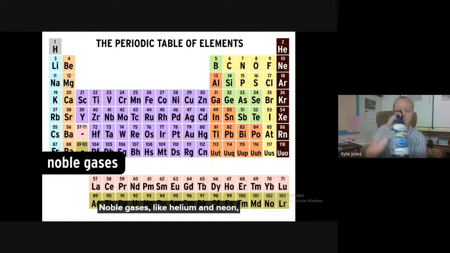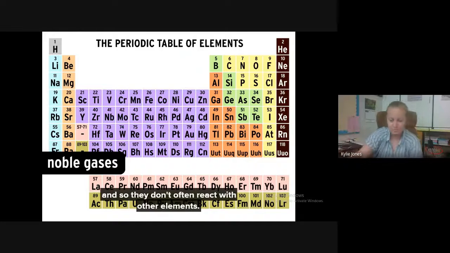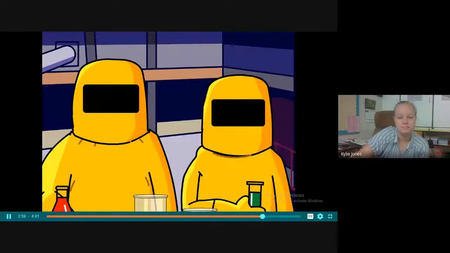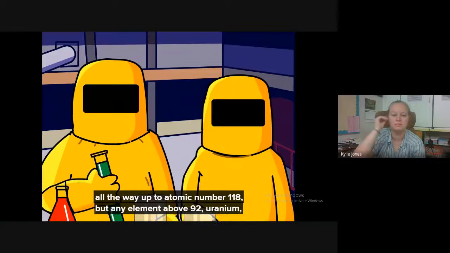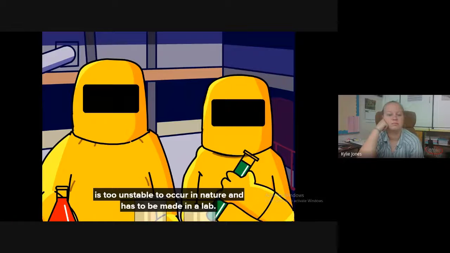Noble gases like helium and neon have outer electron shells that are full, and so they don't often react with other elements. So there you go, the periodic table of elements. Well, I've seen tables with elements going all the way up to atomic number 118, but any element above 92, uranium, is too unstable to occur in nature and has to be made in a lab.